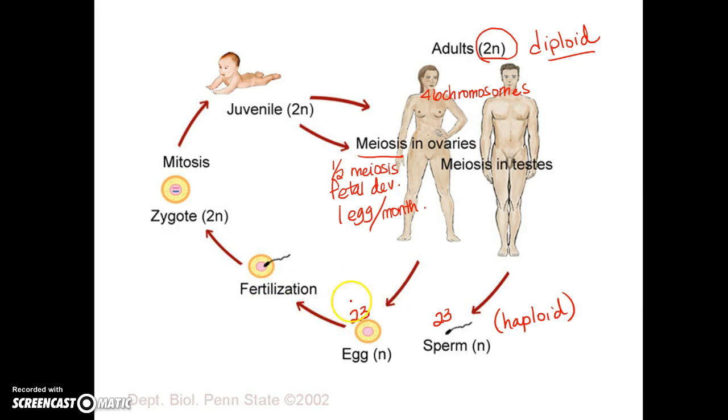Okay, so these 23 chromosomes are going to come together during fertilization, and then the zygote goes back to being diploid. So we're going to have 46 here again. And so the zygote is just the very first cell. Mitosis is going to happen, and before we get a juvenile, we're going to get an embryo, and then that's going to turn into a fetus, and then eventually a baby and a juvenile, okay? But all the while, mitosis is going to aid in the development from zygote all the way through adulthood, okay?